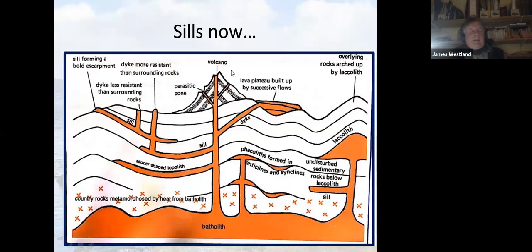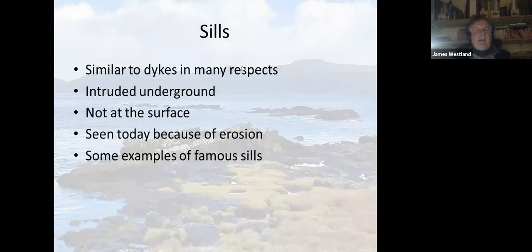So that was dikes. I want to have a look at sills now. What are sills? Well, dikes are the ones that cut across the strata. The ones that run with the strata, that are concurrent with it, are called sills. And there are some quite spectacular sills in various places. They're similar to dikes in a lot of respects, but they're intruded underground. You don't see them at the surface unless you've had erosion. So there could be sills getting intruded under the ground, under our feet at the moment, even as we speak. But you're not going to see them until the ground's been eroded down to the level of the sill.